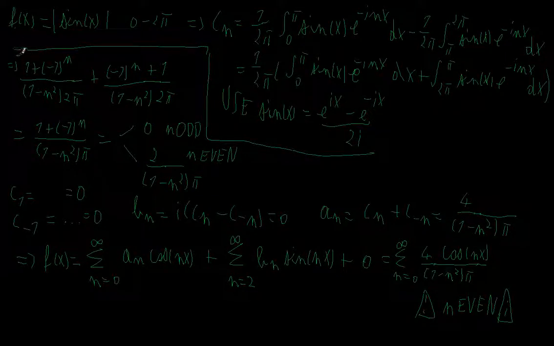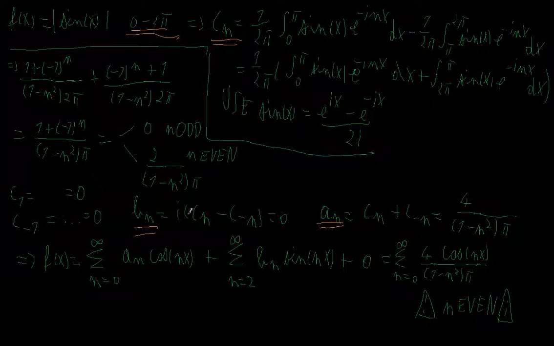The function f of x equals the absolute value of sine of x between 0 and 2 pi. This is 2 pi periodic, and I want to take the Fourier series of it. As usual, I will first find the complex Fourier coefficients c sub n, and then using that I will find the real coefficients a sub n and b sub n.